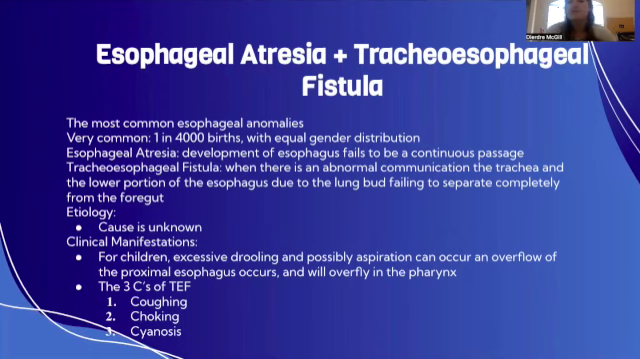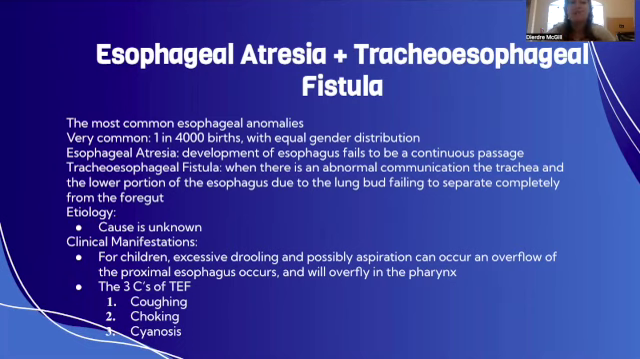So esophageal atresia is when the development of the esophagus fails to be a continuous passage, whereas the tracheoesophageal fistula is when there's abnormal communication between the trachea and the lower portion of the esophagus. And so there's a lung bud that fails to separate completely. The etiology, the cause, is unknown, and this is very prevalent in babies and children.